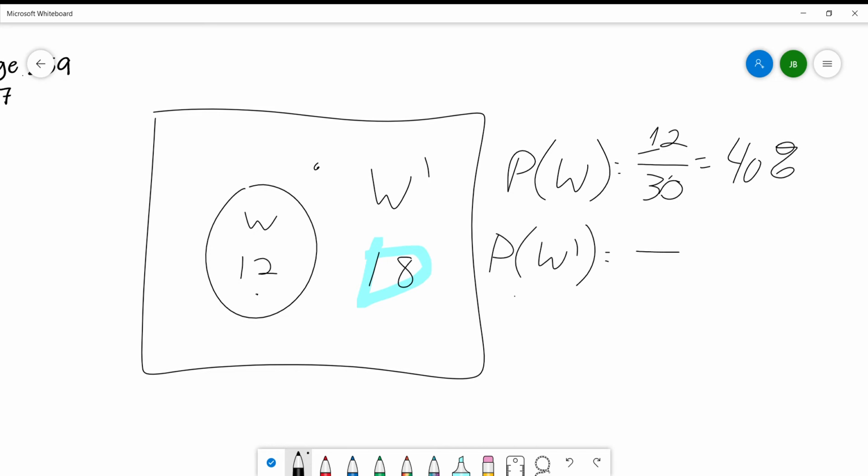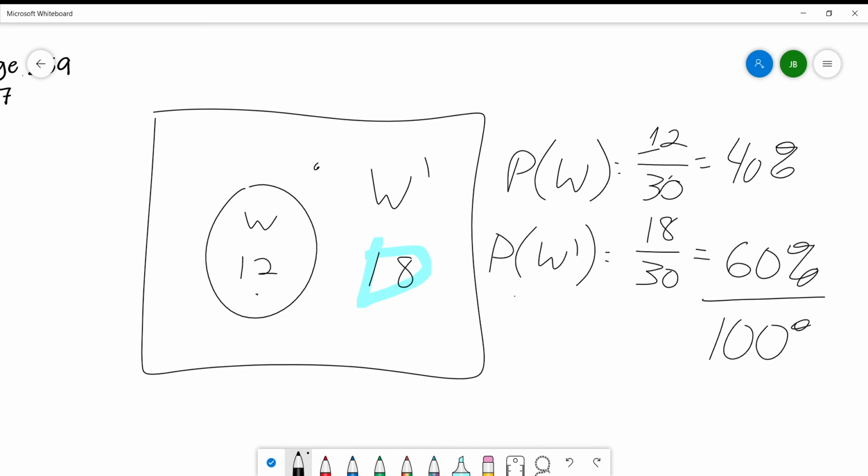So the denominator is still 30. Any guesses what it's going to be? Without even using a calculator, if we know that this one's 40%, this one's got to be 60%. The reason being, if we add 40 plus 60, we know that any event and its complement need to add up to 100%.